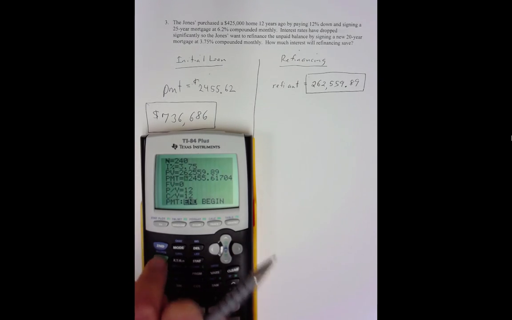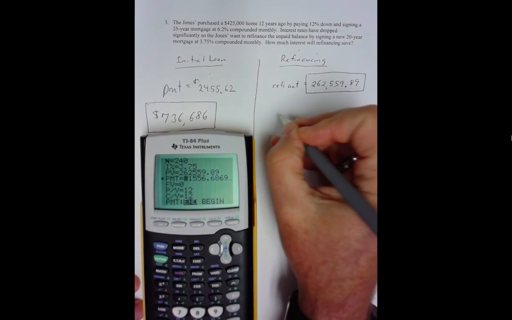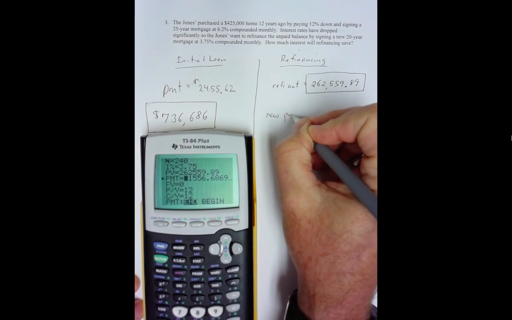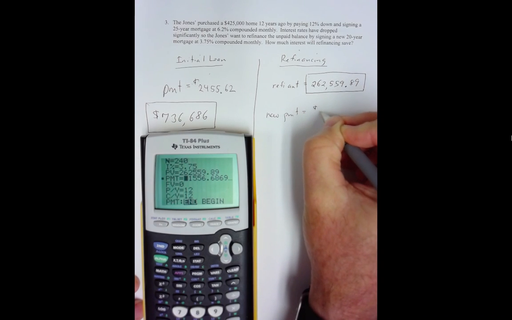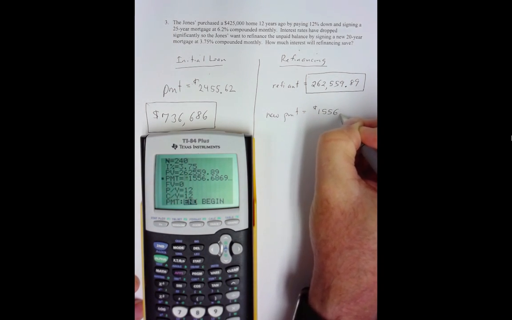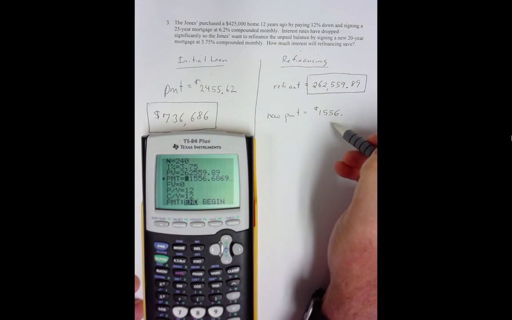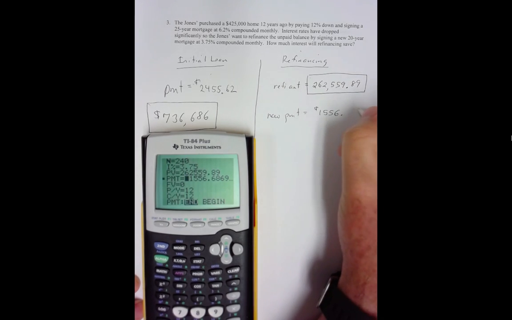And we need to calculate the new payment. So the new payment is $1,556.69. Kind of cool. They lowered their payment about $900 a month.